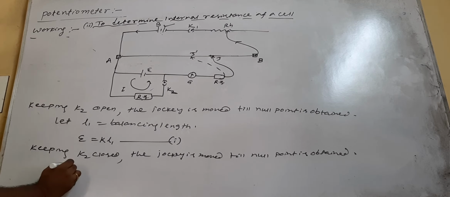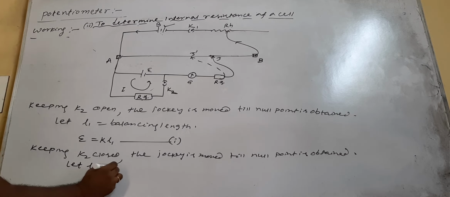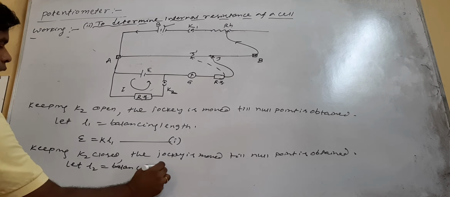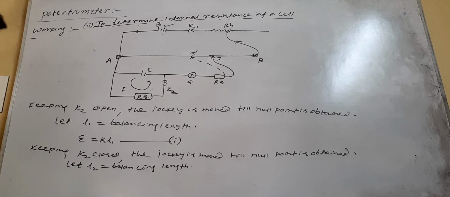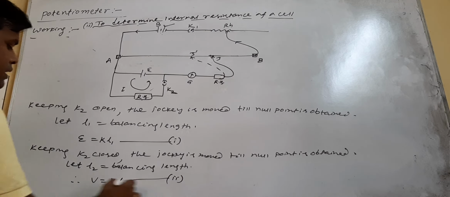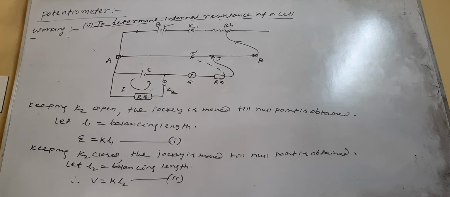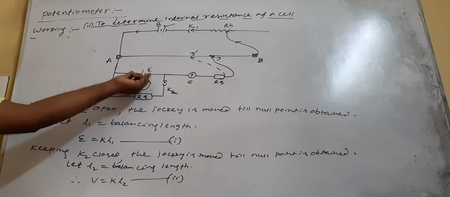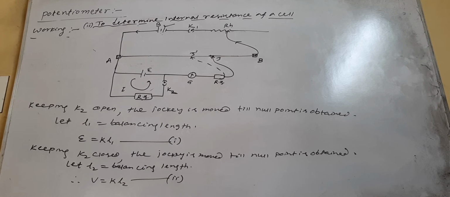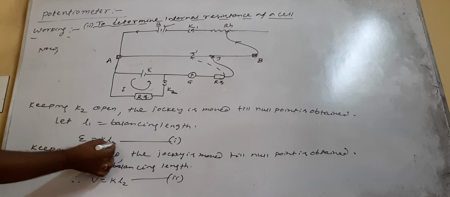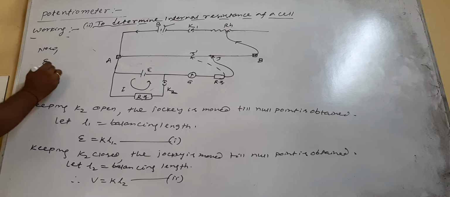Now consider L2 is the balancing length. Therefore, V is equal to KL2. Why is V equal to KL2? Because as current is flowing in this loop, the potential difference across this cell is not the EMF, that is the terminal potential difference. Now, you divide these two equations. E by V is equal to L1 by L2.